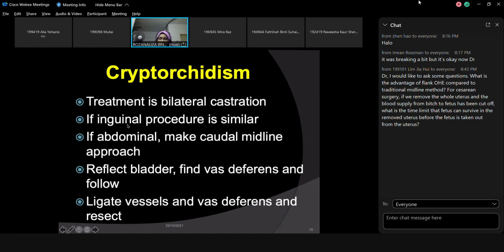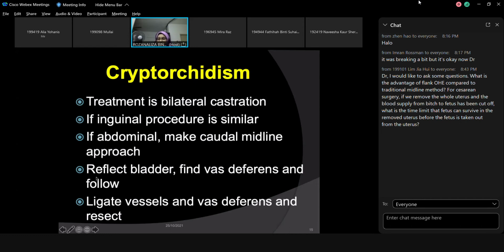If the testis is inguinal, it's similar to when you're doing an inguinal hernia, you just cut it and find it. If abdominal, you need to make a caudal midline incision, reflect the bladder, find your vas deferens, and trace your vas deferens. So what is the vas deferens? The vas deferens is the structure that conveys the sperm out from the testicle, okay?